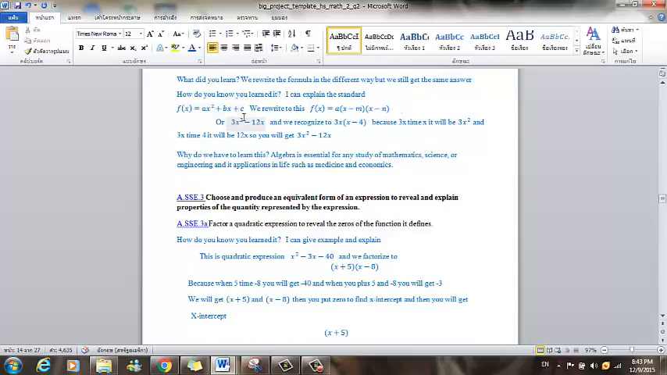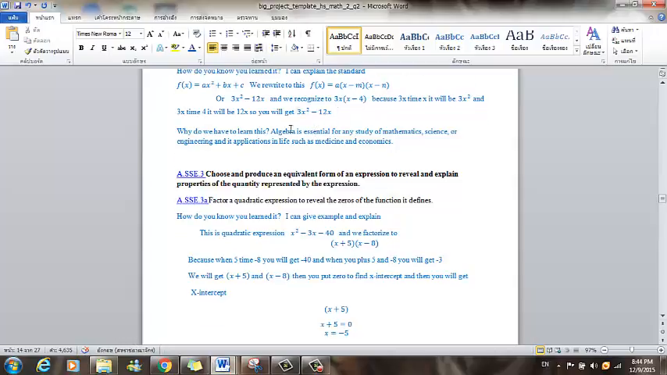For 3x squared minus 12x, we recognize it as 3x times the bracket x minus 4. Because 3x times x is 3x squared, and 3x times 4 is 12x. So we get 3x squared minus 12x because we multiply this by what is inside the bracket.